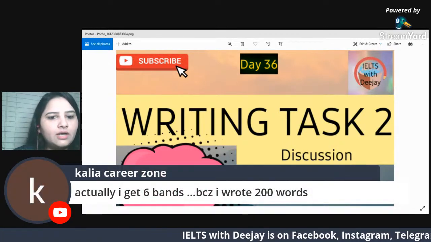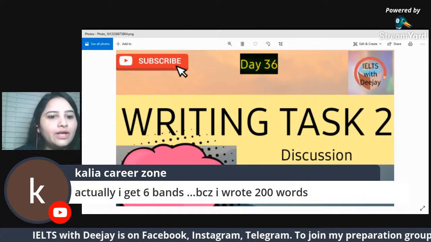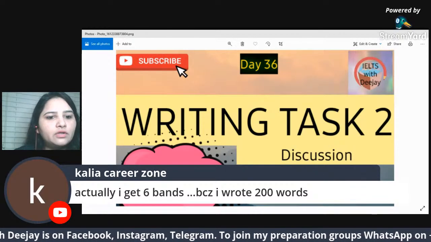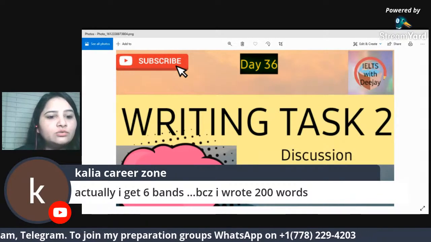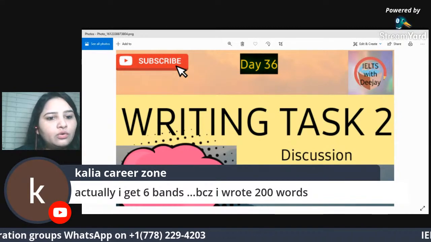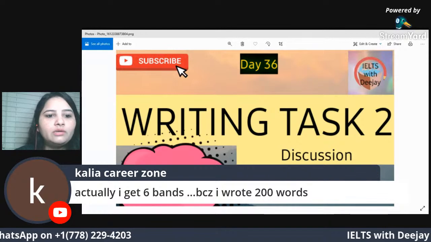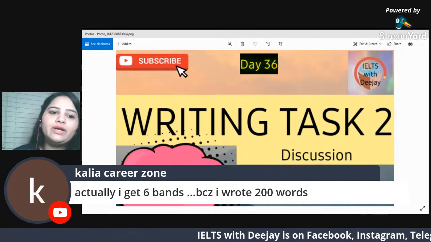Let's expand. And yes, if you're writing 200 words, that is very less, because 150 is for the letter for task one. And for task one, I always tell to write 180 to 190 words. And if you're writing 200 for your essay, you will not be able to get more than six. This is the reason. So do not write less words.